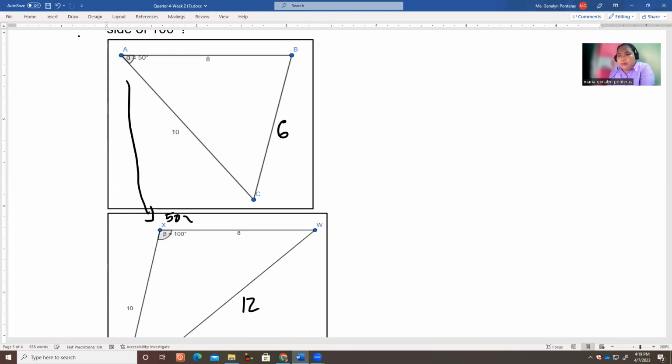Why we say so? Kasi 50, so this would be times 2. So 50 times 2. So it implies that the opposite side is also times 2 ng ating measure. If this is 6, this would be 12. So 6 times 2, that would be 12.